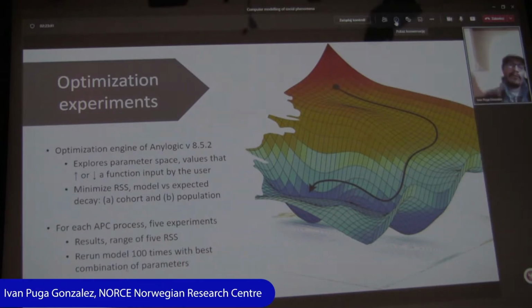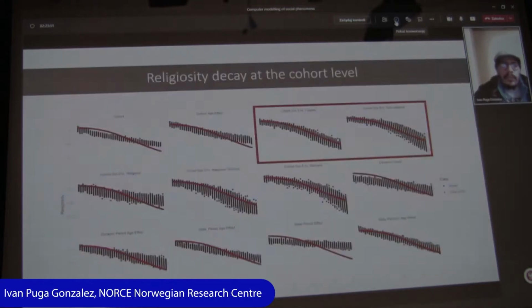And then after doing that, we overlay the model results on the expected decay curve. And this is basically what we see here, right? So here is the data, in black is the data that is coming out of the model, and in red is basically the curve that we were expecting according to the fuzzy fidelity theory, right? So you can see that basically some APC processes fit the data better than others.